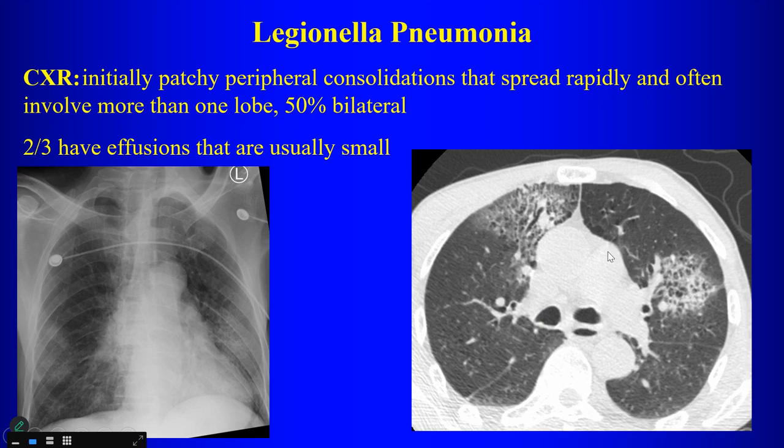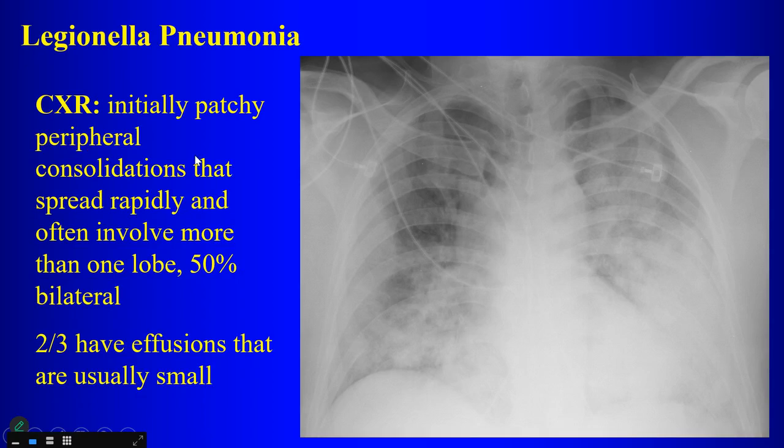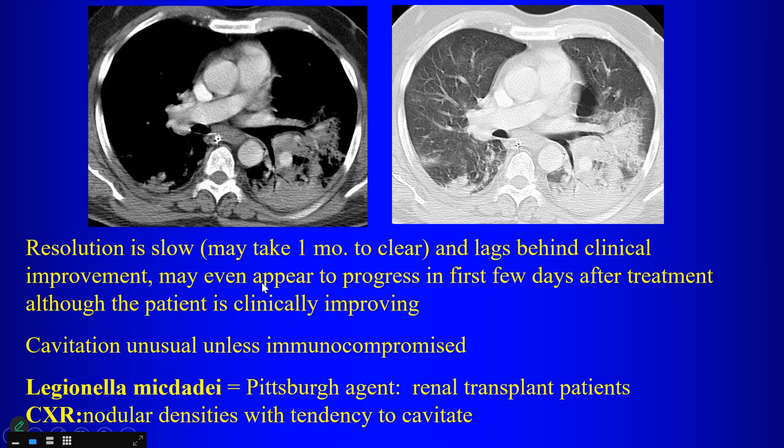Patients can also develop pleural effusion. So Legionella can give you a multifocal pneumonia. Initially, you might have peripheral consolidations. It spreads rapidly, and two-thirds can develop effusions, although usually small, so it can give you a very diffuse pneumonia. Here's some more examples.